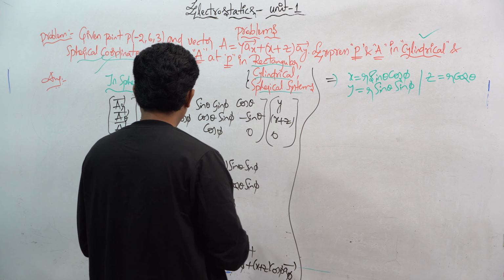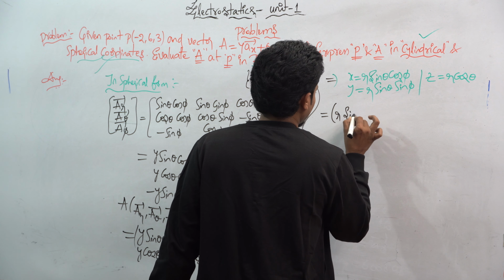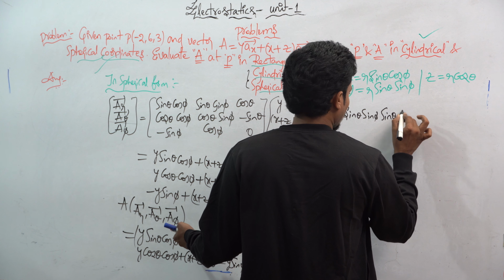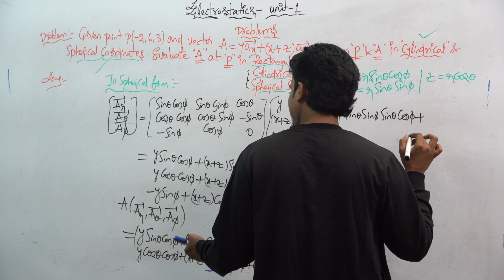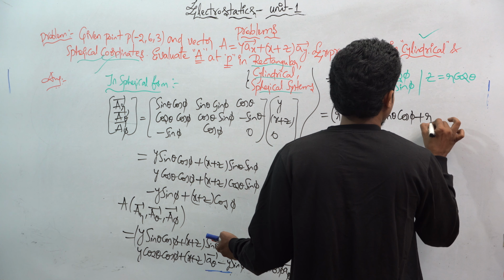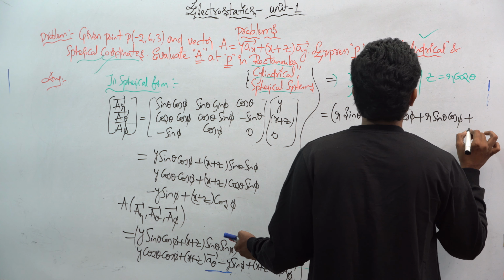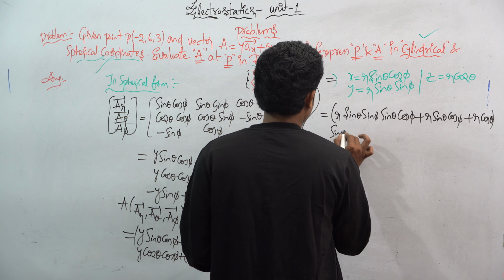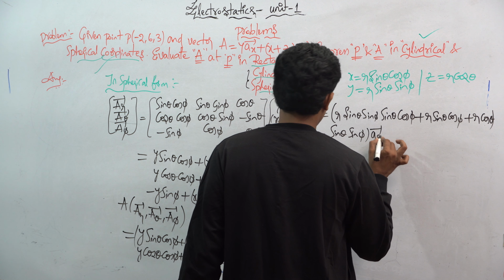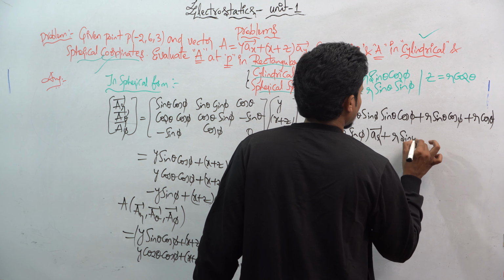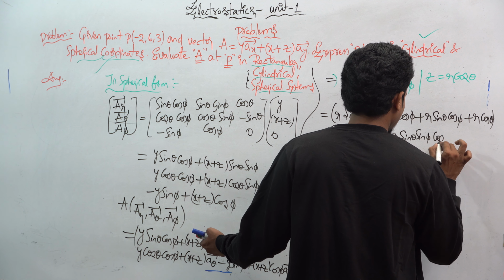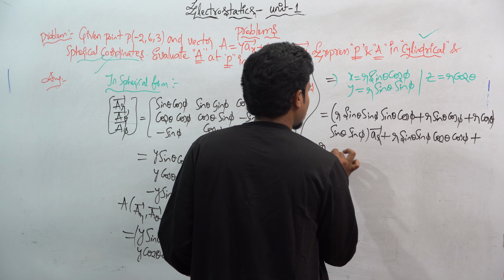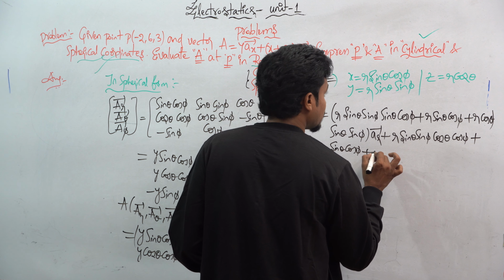This will become the y component: r sin theta sin phi times sin theta cos phi, plus x component: r sin theta cos phi, plus z component: r cos theta, into sin theta sin phi into a_r bar, plus y component: r sin theta sin phi times cos theta cos phi, plus x component: r sin theta cos phi, plus z component: r cos theta.